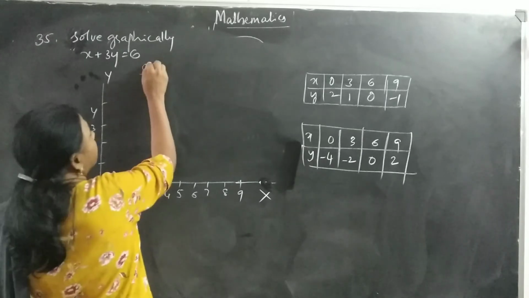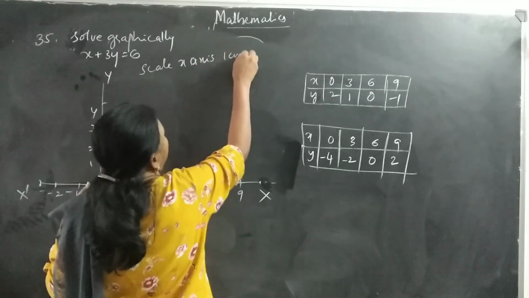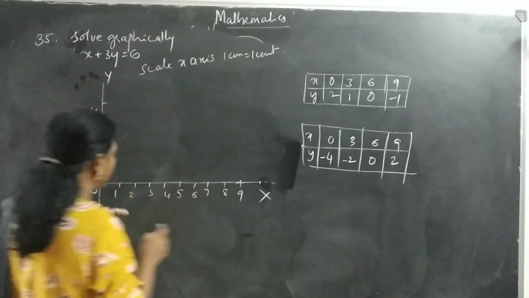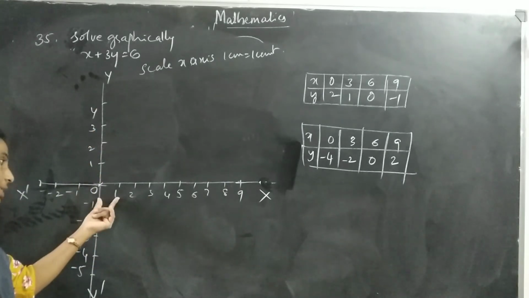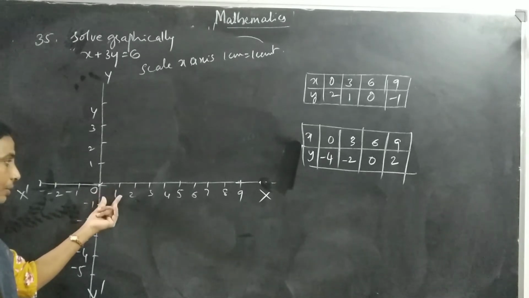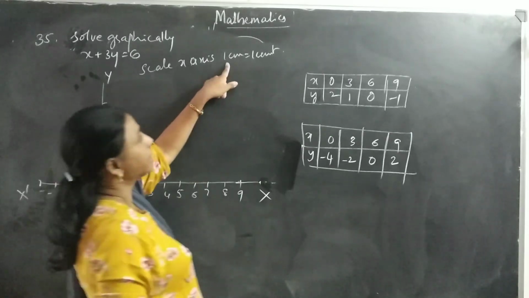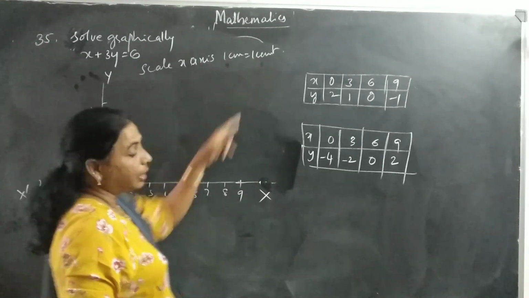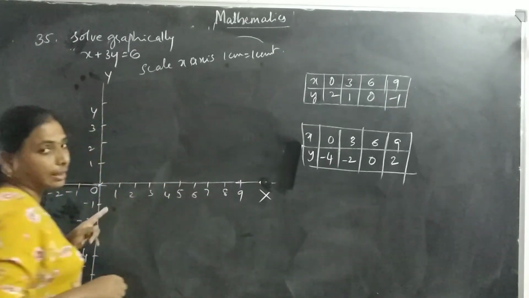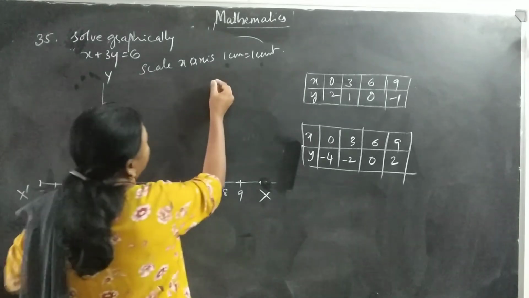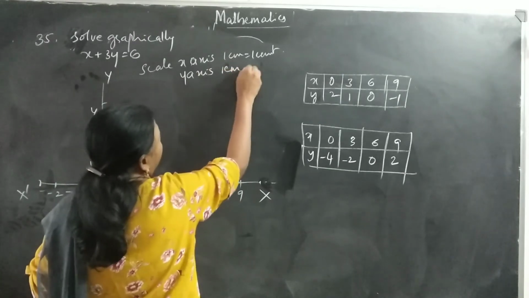What is the scale I have taken? In x-axis, I have taken 1 centimeter equal to 1 unit. You can see that all are 1 to 1. Here also 1 to 1 I have taken. So 1 centimeter is taken as 1 unit. If you take it as 2, 4, 6, 8 like that, then you have to write 1 centimeter is equal to 2 units. If you take it as 3, 6, 9, 12, 1 centimeter is equal to 3 units. Like that. Here on both sides I have taken it as 1 unit. Therefore x-axis and y-axis I have taken it as 1 unit.